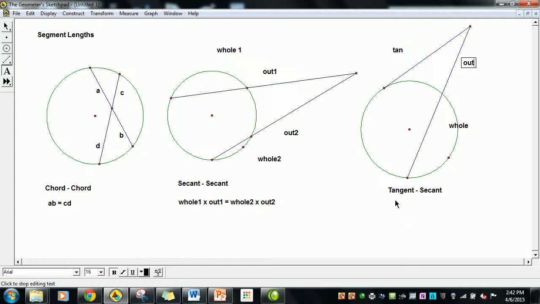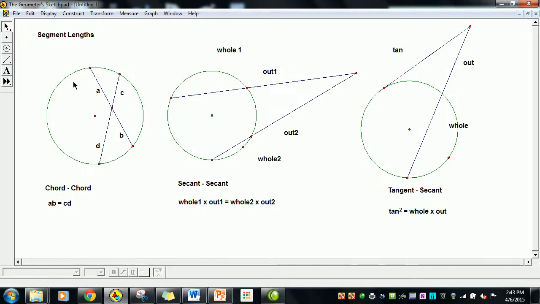So I kind of think of it as a secant where the tangent is the out. So what we get here is the tangent squared is equal to the whole secant times the outside piece of that secant. Okay? So whatever this is squared is going to be equal to the whole secant length times the outside length of that same secant.